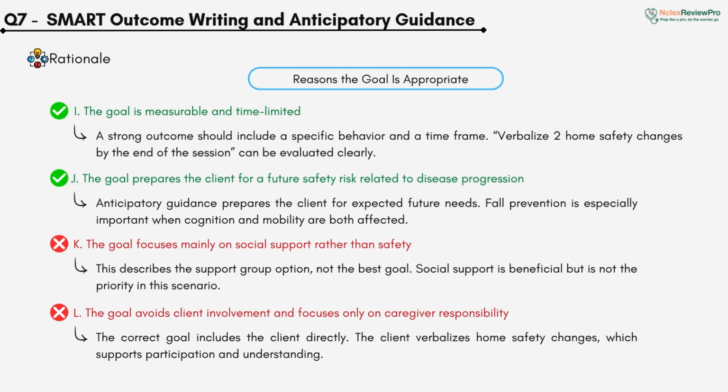Option L. The goal avoids client involvement and focuses only on caregiver responsibility. This is incorrect. The correct goal includes the client directly. The client verbalizes home safety changes, which supports participation and understanding.